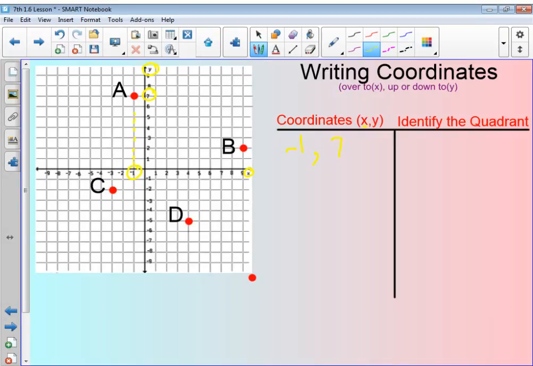So -1, comma 7. Now A, just to review our quadrants, A would fall in quadrant... well, let's review really quick. Quadrants are 1, 2, 3, and 4, starting in the upper right hand and working counterclockwise. So A would fall in quadrant 2, or it could also be written like this in Roman numerals. Okay, so let's go ahead and try another one.